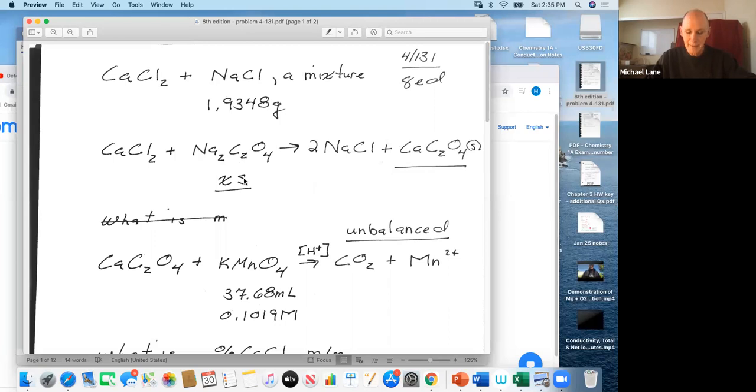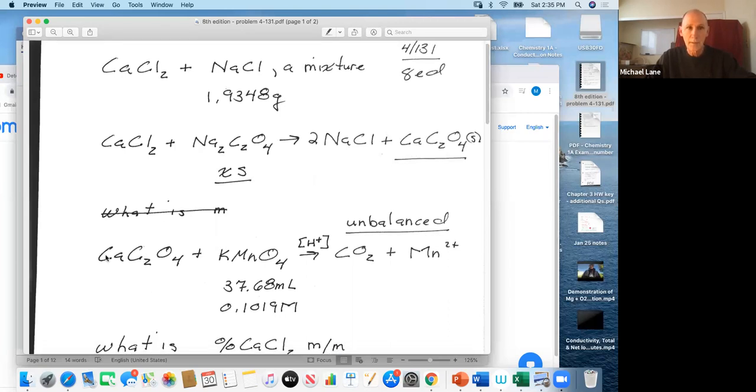It says that calcium oxalate, I've got it written here, was dissolved in sulfuric acid, and the resulting oxalic acid was titrated with 37.68 milliliters of 0.1019 molar potassium permanganate. So what that reaction is saying is that the calcium oxalate is reacted with potassium permanganate in the presence of acid.